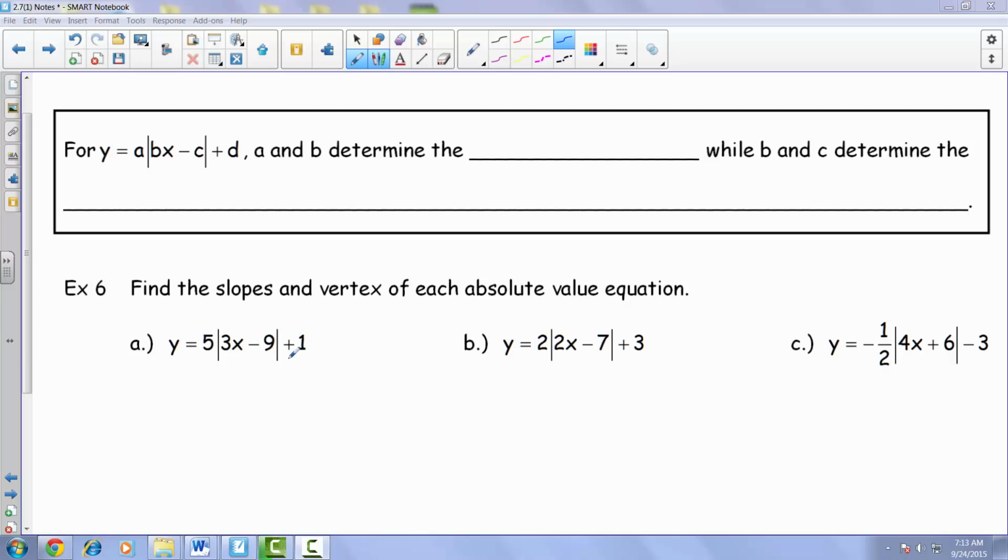Here we're looking at example 6, but before we can dive into it, we actually have to go over a quick definition. So for any function that has some number a in front of an absolute value times the absolute value of some number b in front of x minus c, and then finally a plus d, the a and the b, in other words the coefficient in front of our absolute value and the coefficient in front of our x, are actually going to determine our slopes.